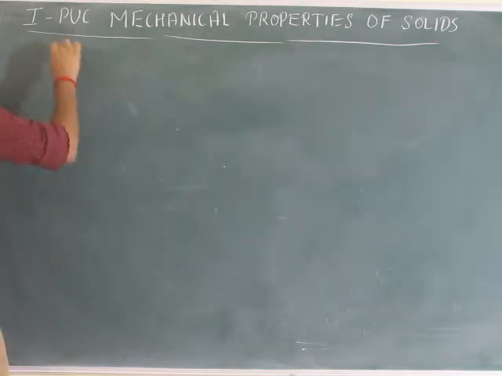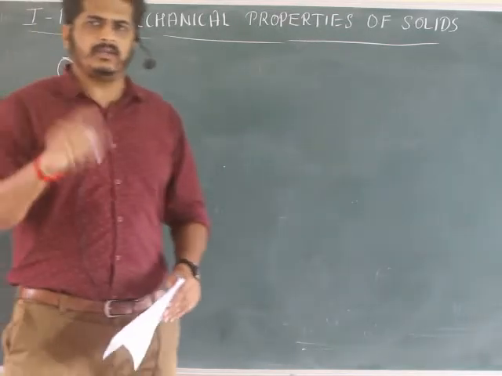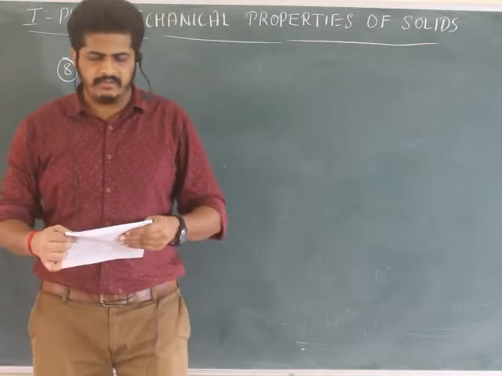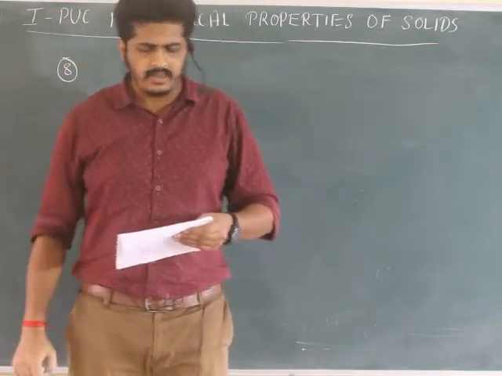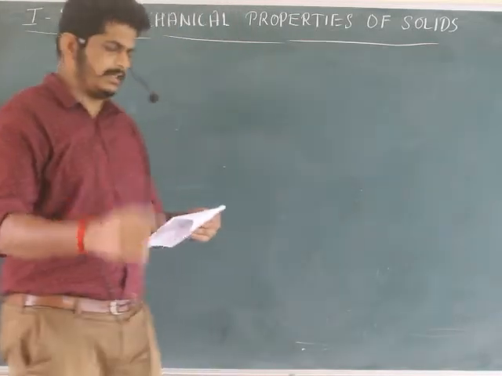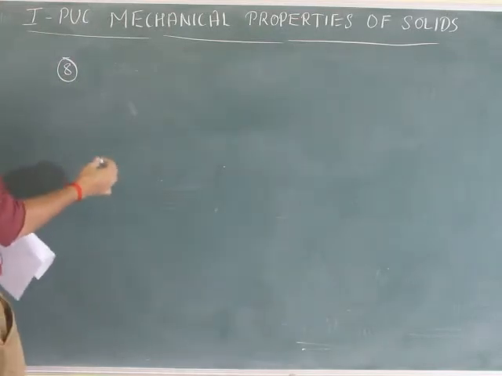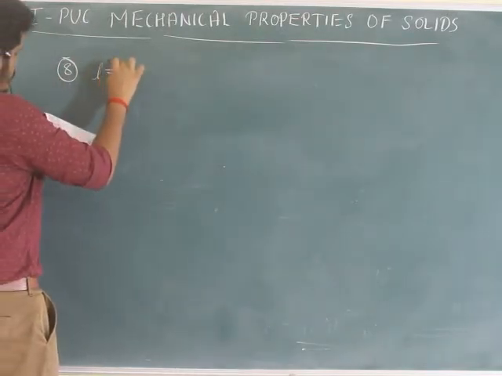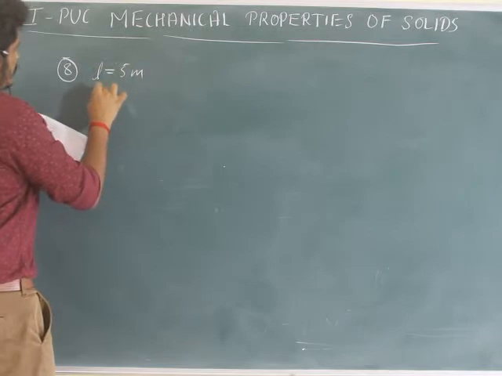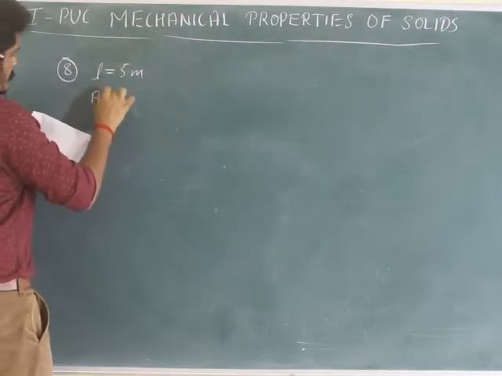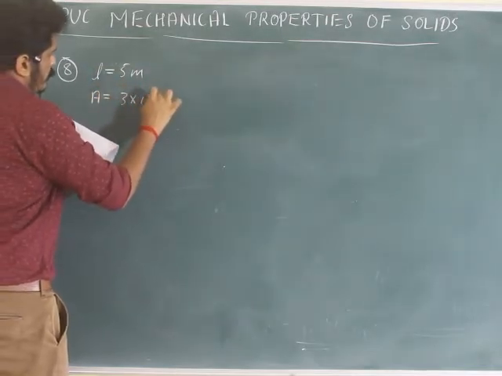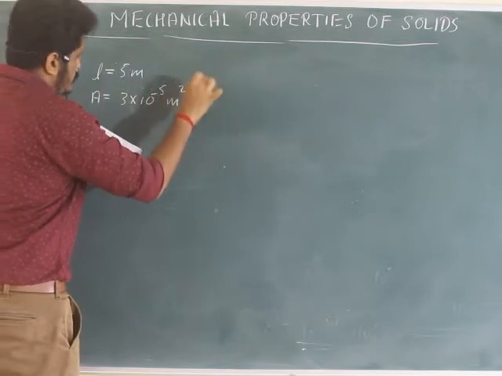Question number 8. Let me read the question. You look at the question. A steel wire of length 5 meter, cross-sectional area. So length and area is given directly. What is your first job to do? First you have to write down the given data. Length 5 meter. Next, area of cross-section, capital A is equal to 3 into 10 power minus 5 meter square.